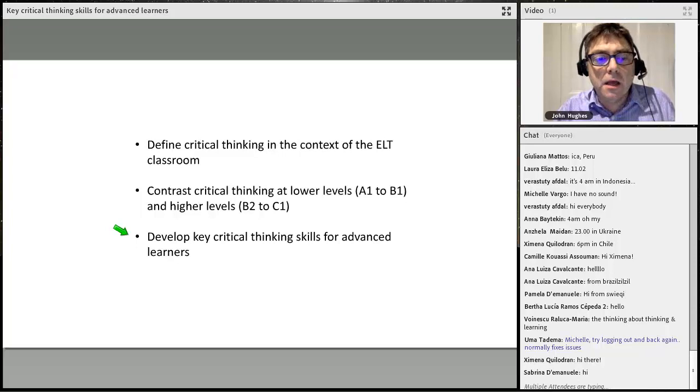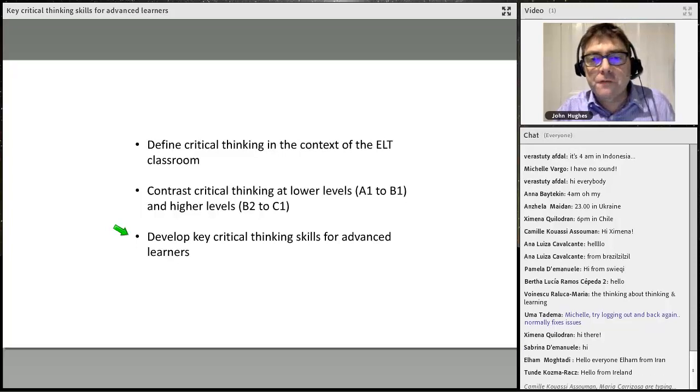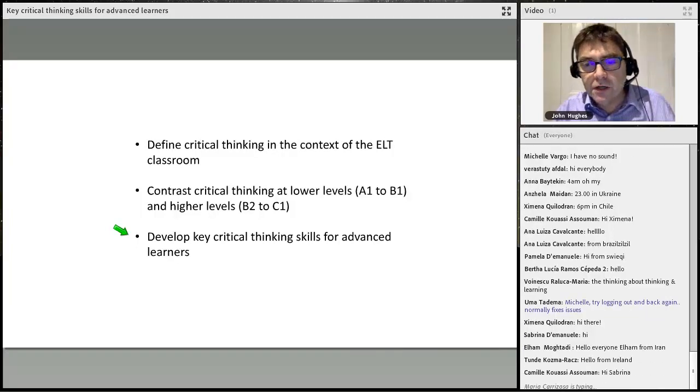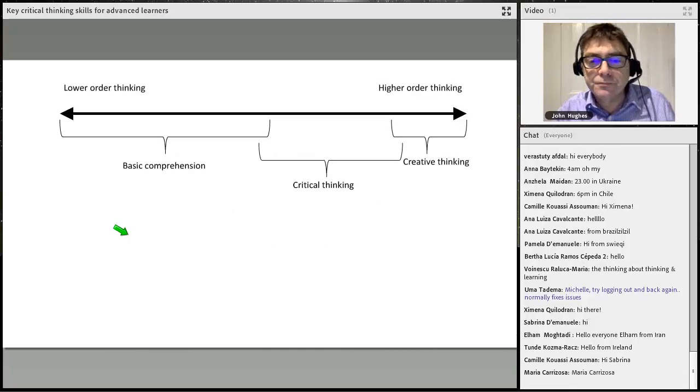Let's get going. First of all, with a quick definition of what I think critical thinking is. People are still coming in the room, but let's get going. Okay, critical thinking.